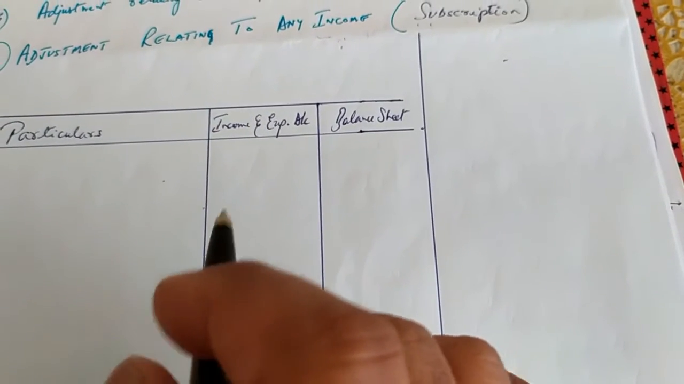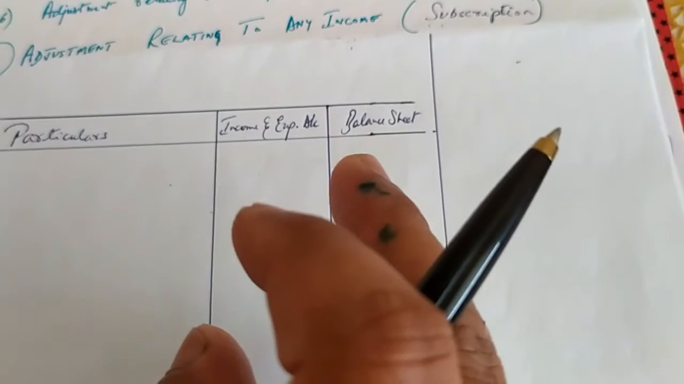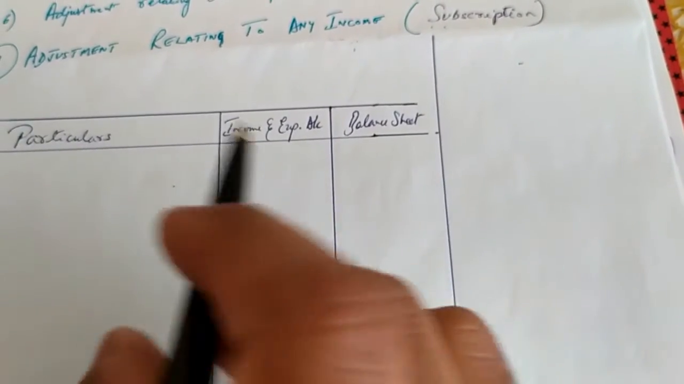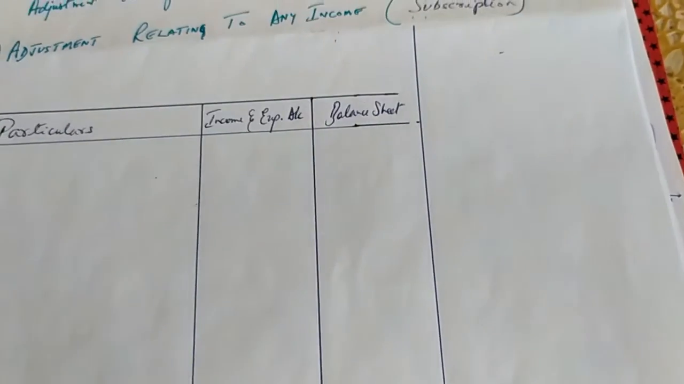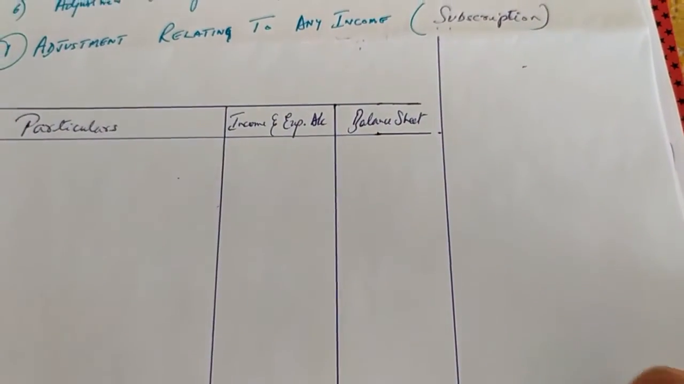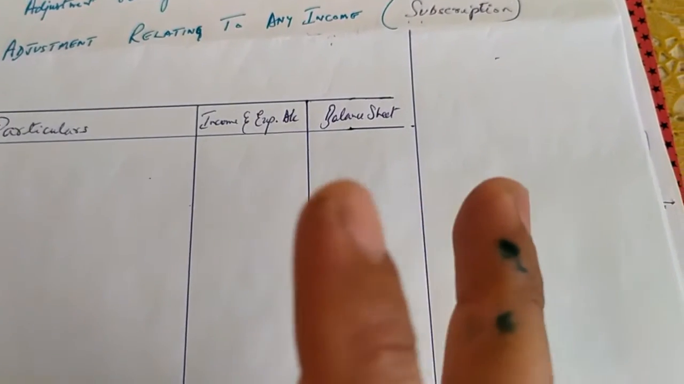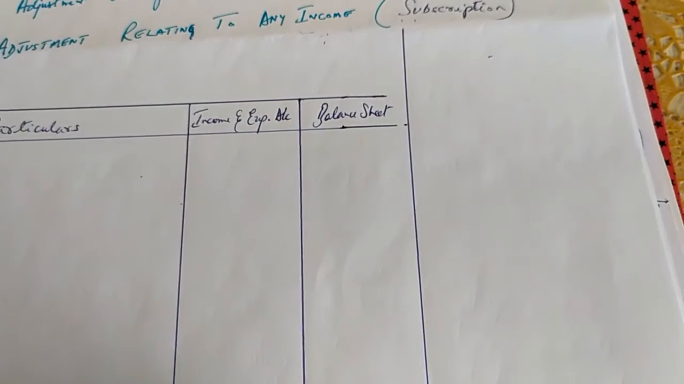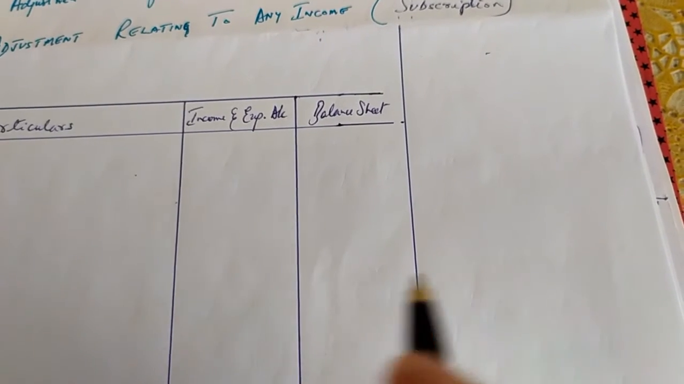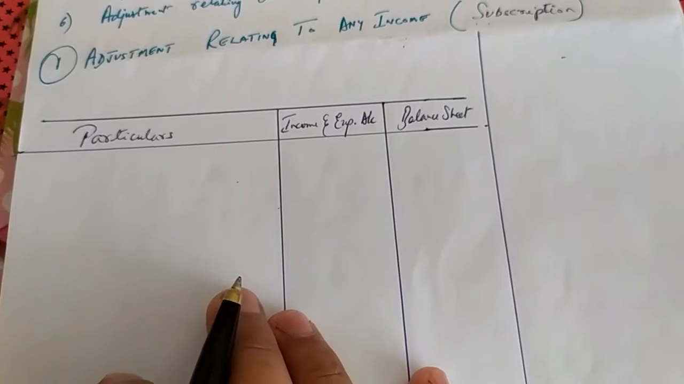So in this case there will be two figures for each case of the adjustment. So here we have to be very careful while dealing with those adjustments, because there will be two amounts for the same item. One will be for the beginning and one will be for the end.